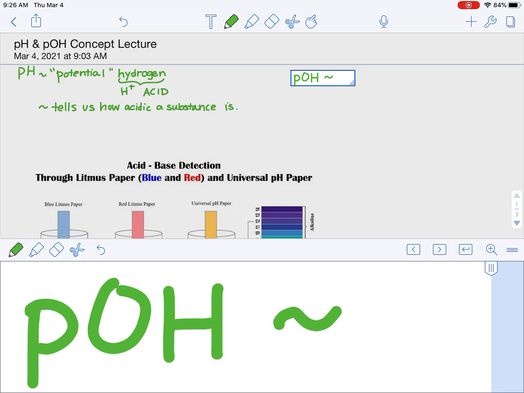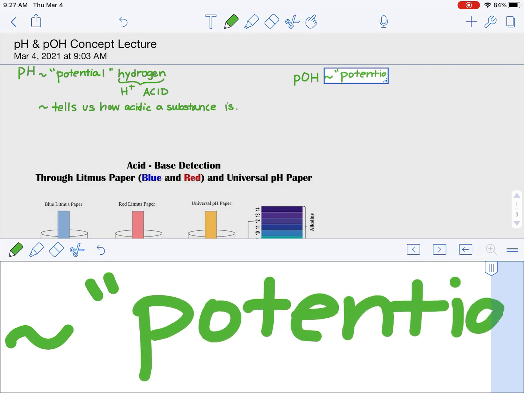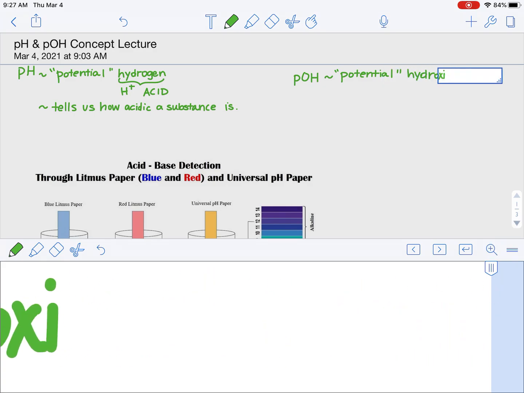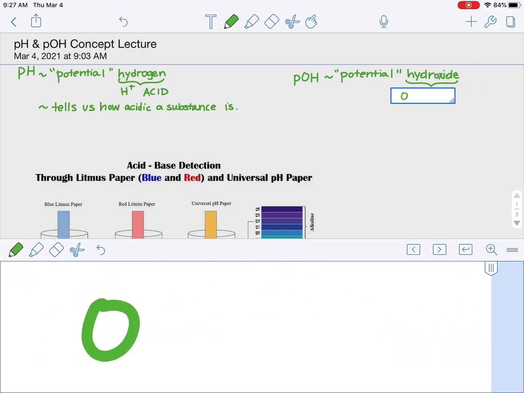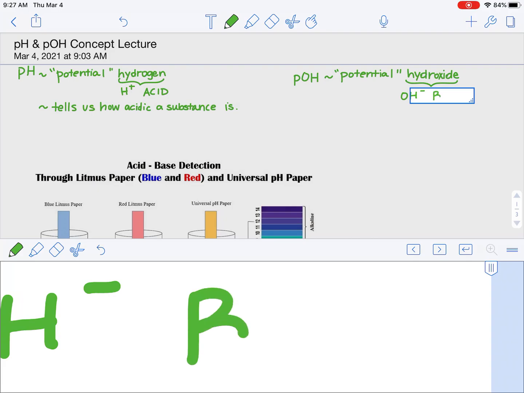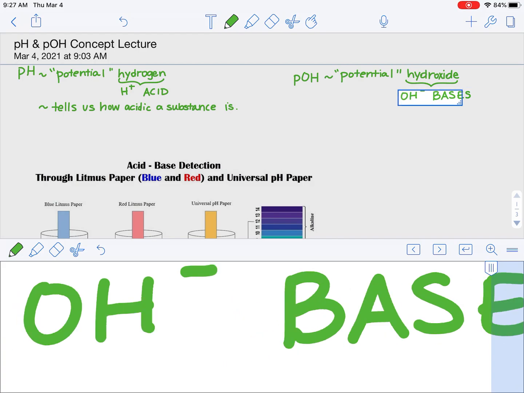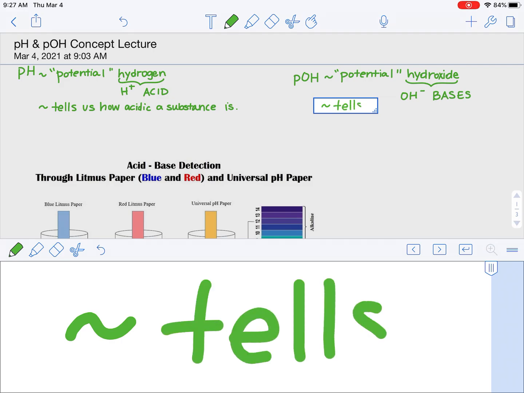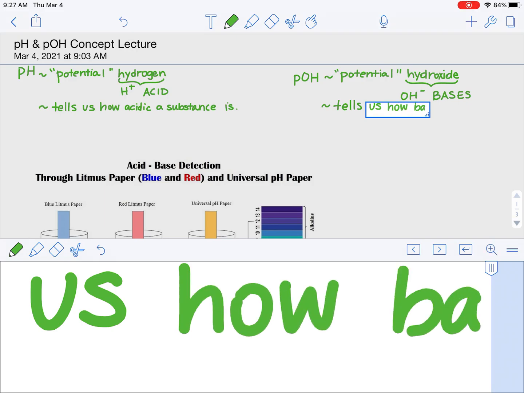We also have the pOH concept. Similarly, one can think of pOH as meaning the potential of hydroxide. We know that hydroxides are the OH -1 polyatomic ion, and they are synonymous with bases. So another way to think of the pOH scale is it tells us how basic a substance is.